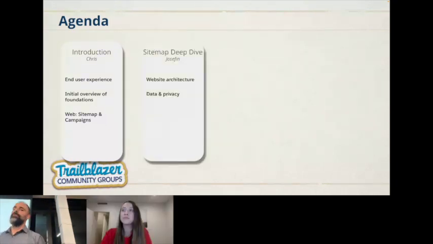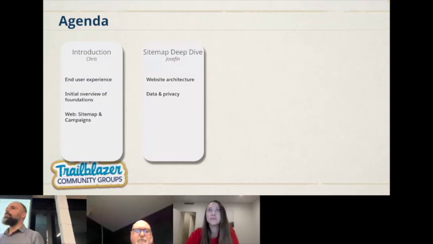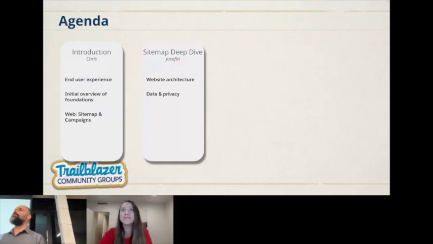From there, I'll jump into the back end, a little bit of the foundations, and then we'll get stuck into the sitemap and some campaigns. And I'd like to give you a really quick example of how to do real-time personalization on the web as one channel. From there, because web is quite important, we'll then head over to Josefin from OSF Digital. And she will be doing a bit of a deeper dive into some of the learnings that she's experienced. She'll be talking about website architecture, data, privacy, and a deeper dive into the sitemap and some things to be aware of.